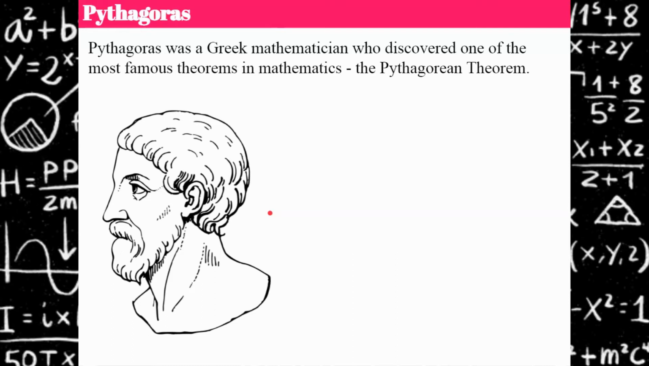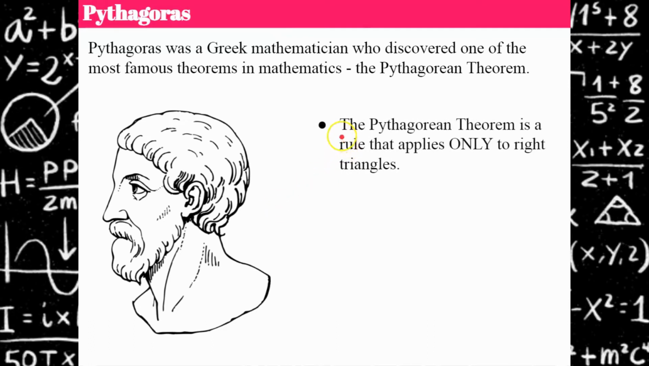He's a Greek mathematician who was famous for his time. He discovered one of the most famous theorems in mathematics called the Pythagorean theorem. And actually, a little random fact: the Pythagorean theorem was named after Pythagoras after he had passed away, but they gave him credit for his discovery.